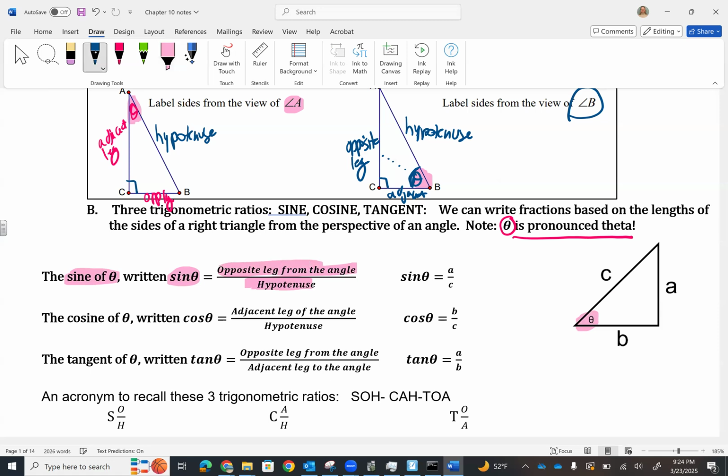So let's look at this and say, okay, compared to theta, C is the hypotenuse. And you see there's two legs that meet at the right angle. The side that's opposite that theta, not touching it, would be side A.